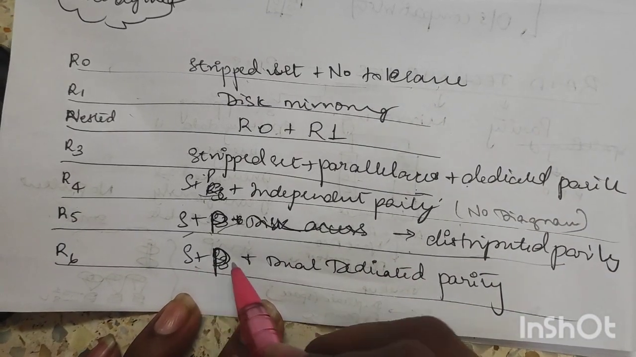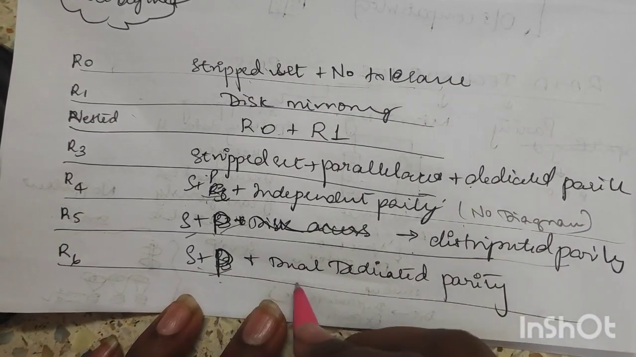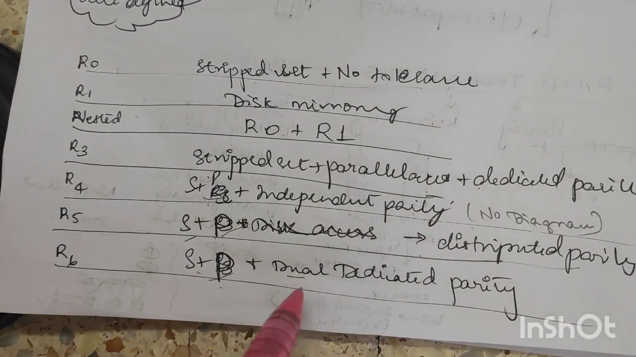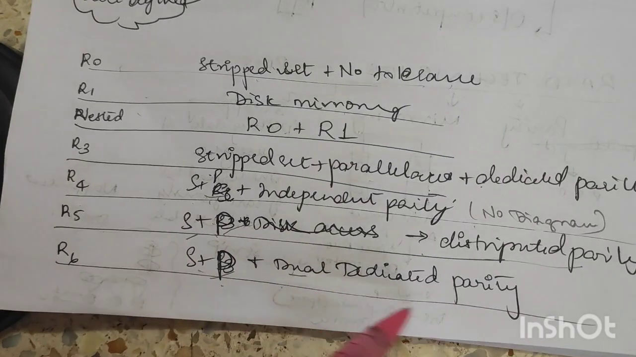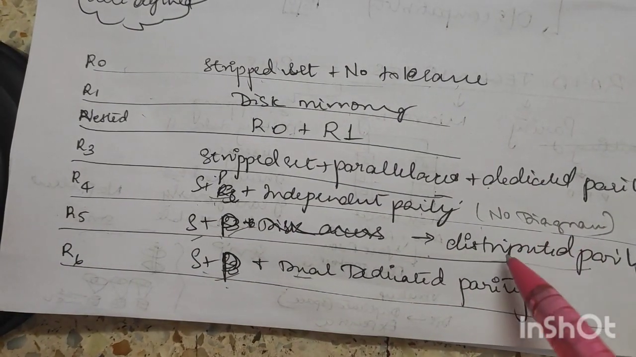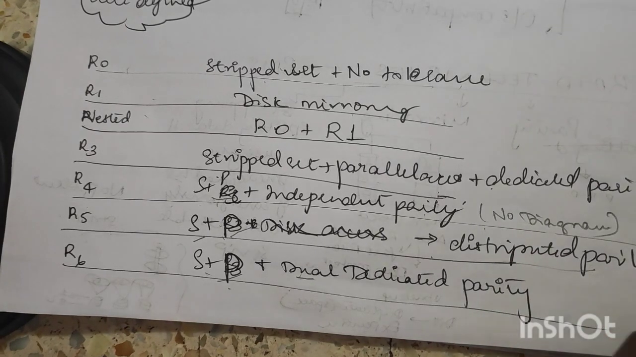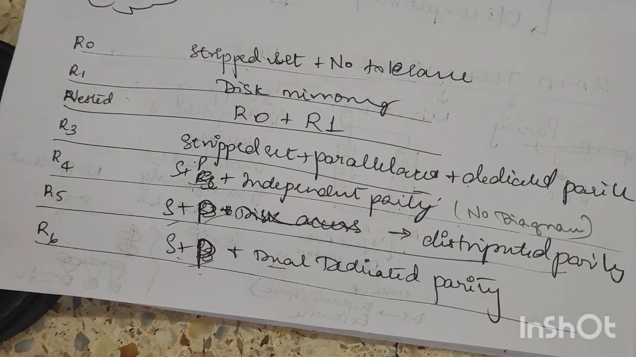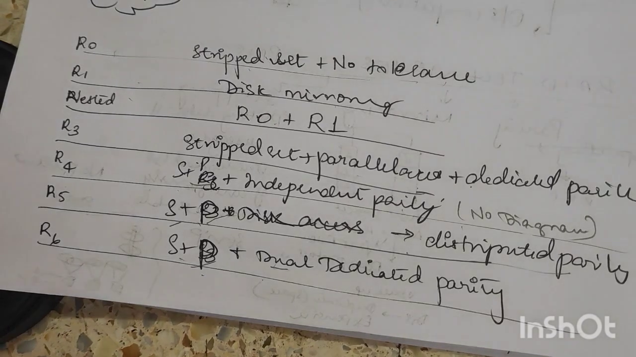In R6, you have striped and parallelly written data, and then you have dual dedicated parity. This means that you'll have not just one copy, you'll have two copies of dedicated parity. And then you have distributed parity. In that, in every disk, you'll have one copy of your parity bit present.